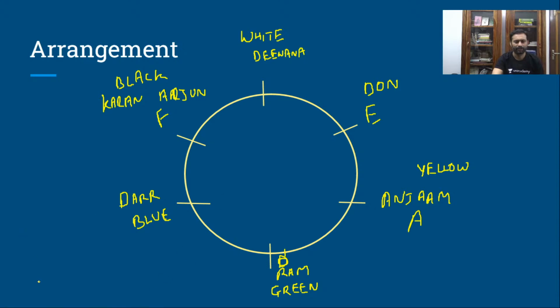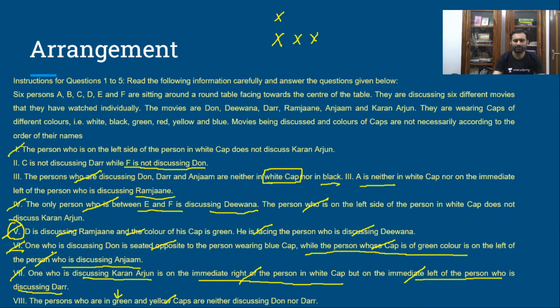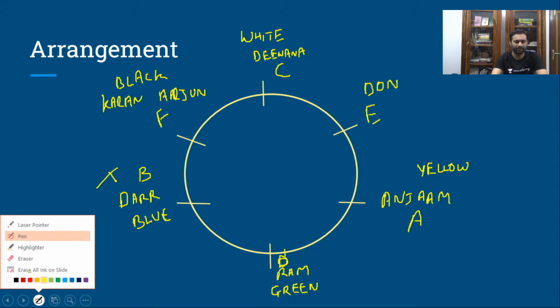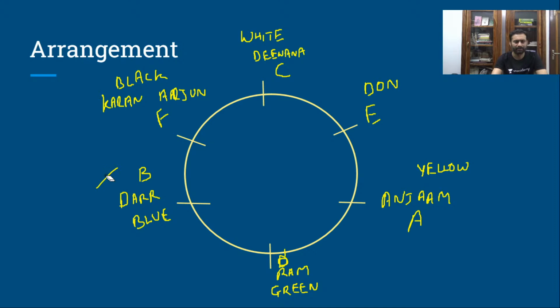Now we are left with only one clue. We use this. A gone. This. Now they are arranged.